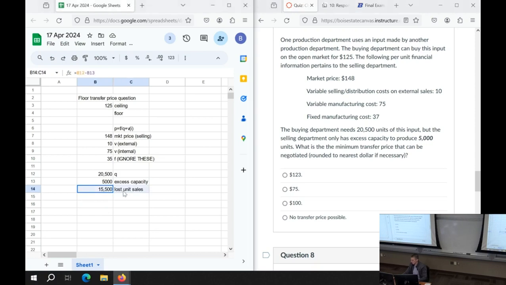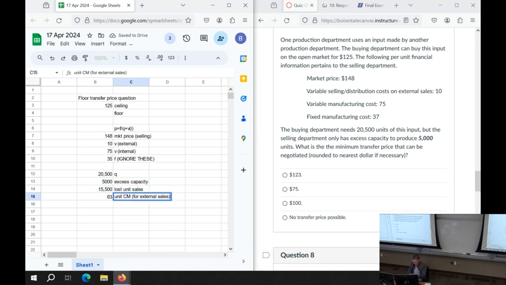All right, so this is our lost unit sales. Looks like we do a lot of business. This selling department does a lot of business externally compared to what is demanded internally. We only have 5,000 excess capacity from our external market. So that's a lot of lost sales. Let's figure out how much each one costs us. Our unit contribution margin is revenue minus variable cost, right? All the way back to chapter 3. Revenue per unit minus the variable costs for external sales.